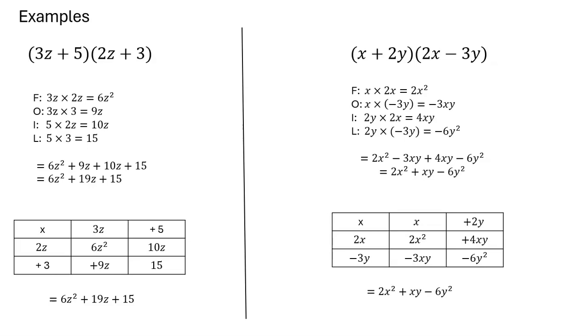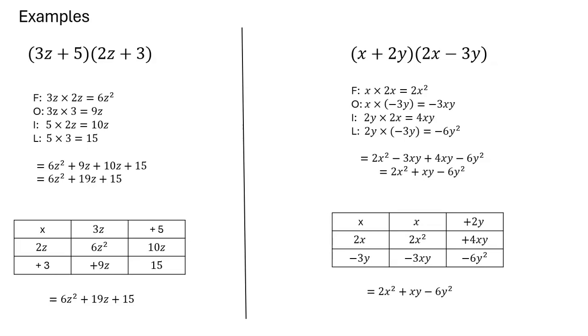Outer, x times the negative 3y gives me minus 3xy. Inner gives me 2y times 2x, which is 4xy. And last is 2y times negative 3y, which is negative 6y squared. So putting them all together, I get 2x squared minus 3xy plus 4xy minus 6y squared. And if I simplify it, I get 2x squared. I can gather the xy terms together and get plus xy, and then minus 6y squared.